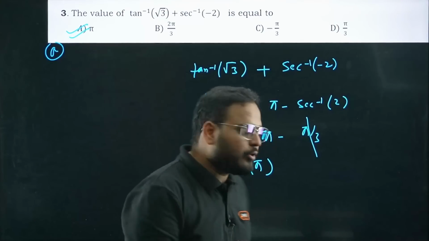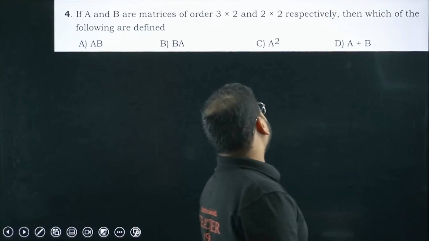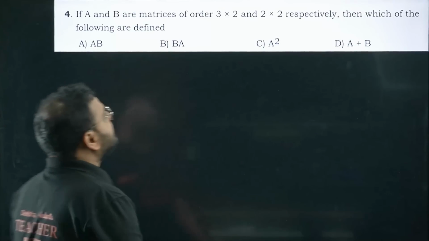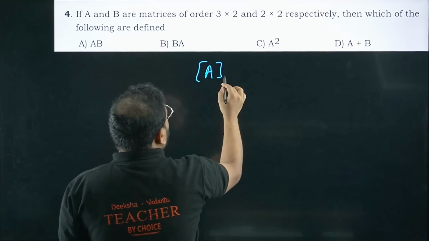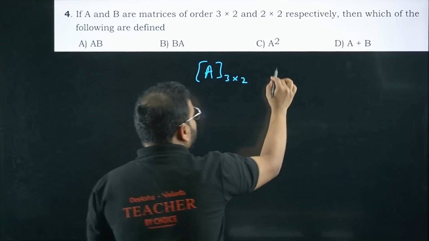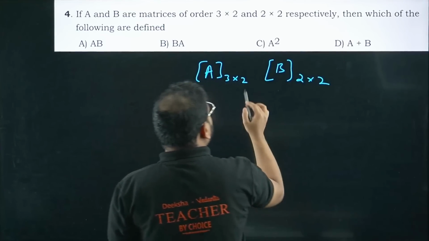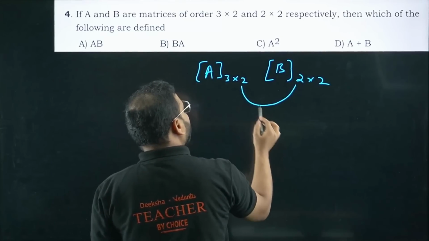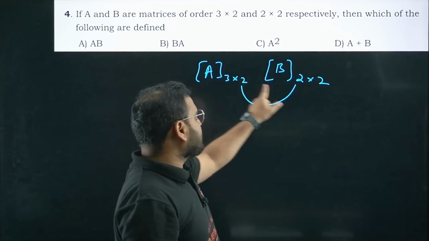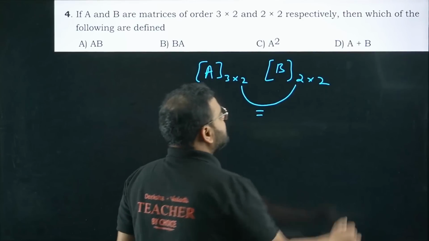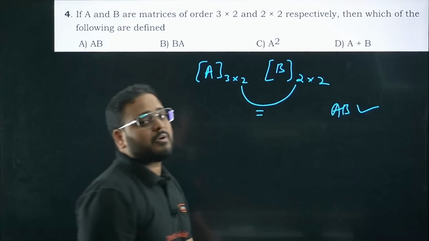Let's move on to question number 4 now. If A and B are matrices of order 3 cross 2 and 2 cross 2 respectively. Matrix A is of order 3 cross 2, and matrix B is of order 2 cross 2. To multiply, we look for the number of columns to be equal to the number of rows. It means AB exists. What about BA?